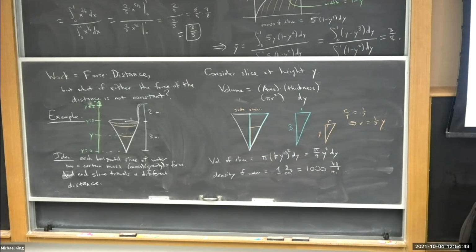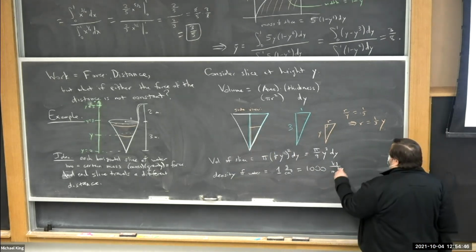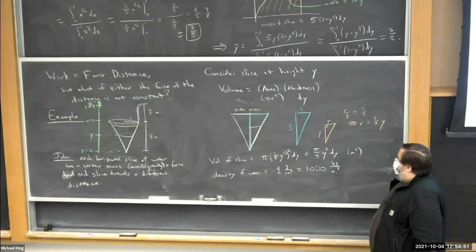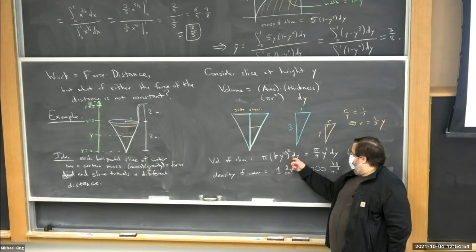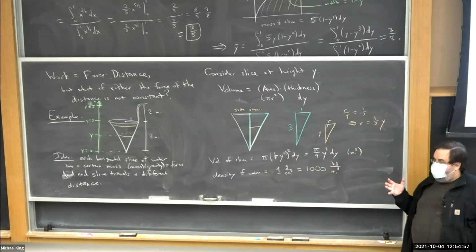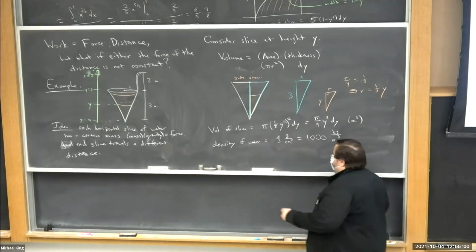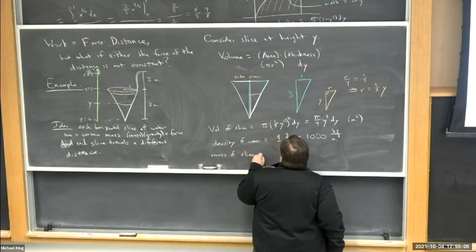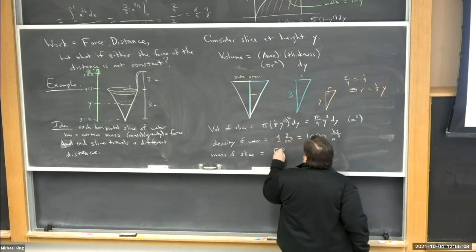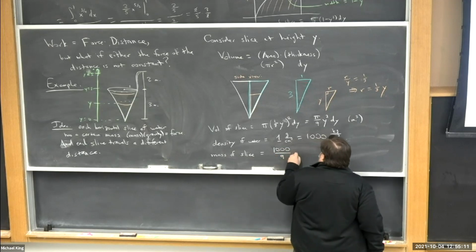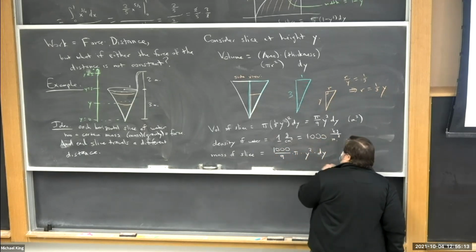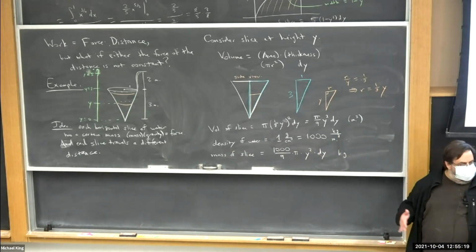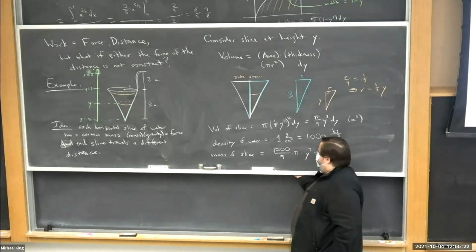So the mass of the slice, we would just multiply by 1,000. This volume should be in meters cubed, right? This is meters, squaring it, dy is in meters, so we have meters cubed. And so the mass of the slice is 1,000 over 9 times pi times y squared dy kilograms. You just gotta go through and figure out each piece as you go, right? That's the mass of the slice at height y.